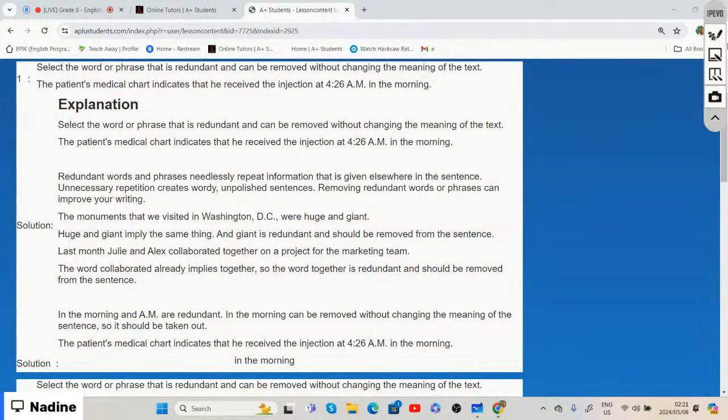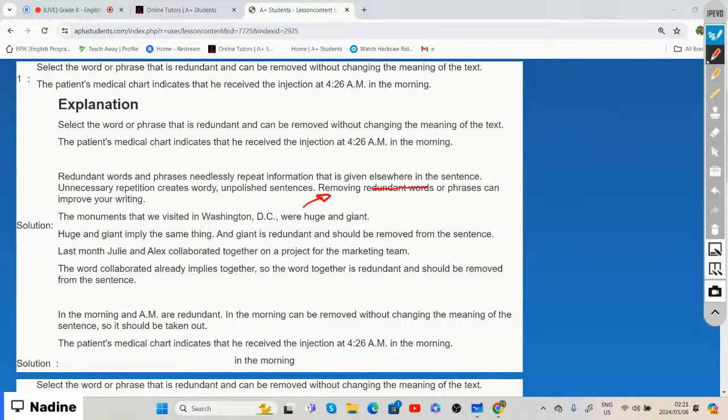All right. So we removed in the morning from that sentence specifically because it says that he receives his injection at 4:26 a.m. in the morning. Remember 4:26 a.m., especially a.m., already gives us the indication that it is morning. So we don't have to repeat the word and say in the morning, because 4:26 a.m. already gives us the indication that it is in the morning.